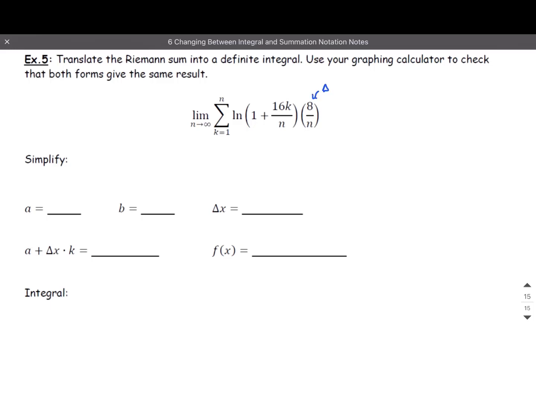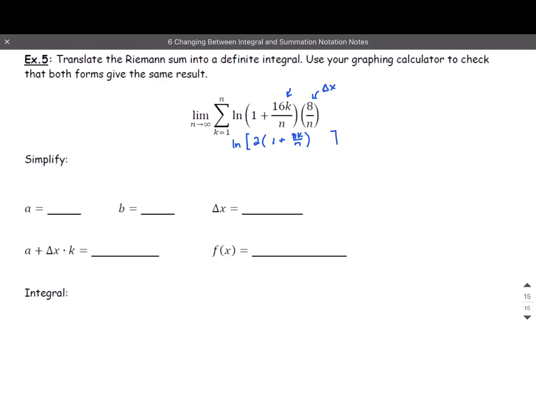That 8 over n is our delta x. Okay, but this is not delta x times k. So we need to manipulate this a little bit. So I'm going to bring down here the natural log of, and I'm going to leave some space because I don't know what I'm going to do. I know if I have 16k over n, I need to factor out a 2, right? If I factor out a 2, that'll give me 8k plus n.